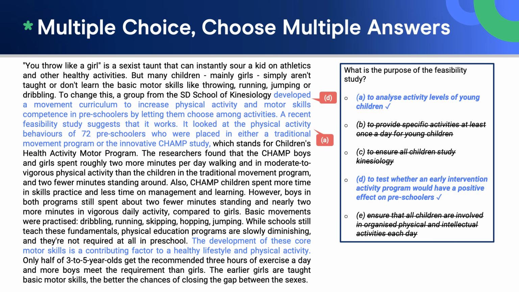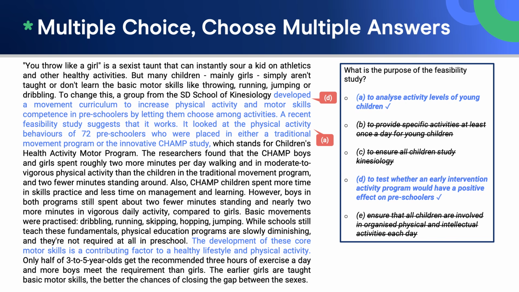How did you go? How confident are you with your answers? Let me show you what they are. The answers are A and D. Let's start with A. Answer option A says, the purpose of the feasibility study is to analyze activity levels of young children. According to the text, that's true. That's what the purpose of the study was, to look at the time spent by children exercising, or put another way, analyze activity levels of young children.